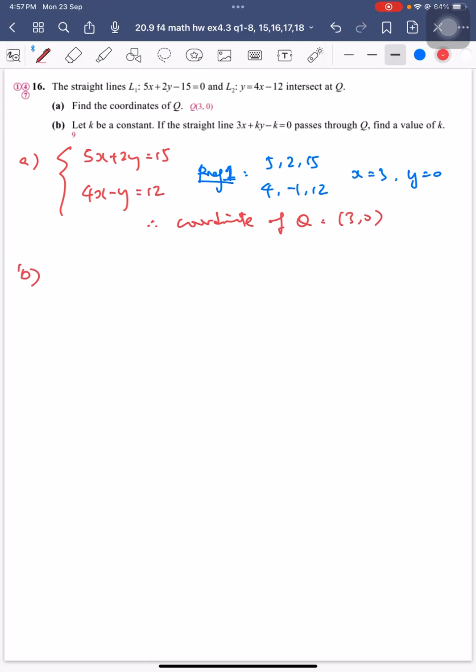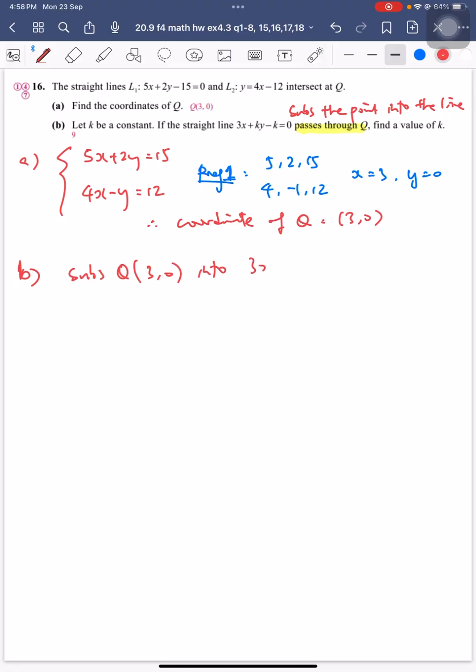And then for the second part B, we have K is a constant, and now we have the straight line that passes through Q. For passes through, I can just substitute. For any point that a straight line passes through, you can substitute the point into the line, which means that x becomes 3 and y becomes 0.